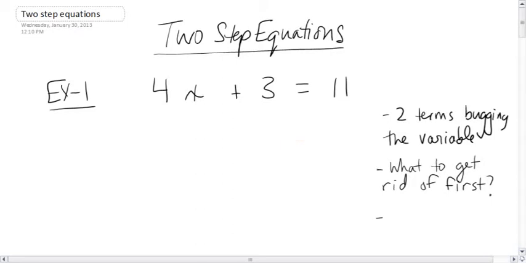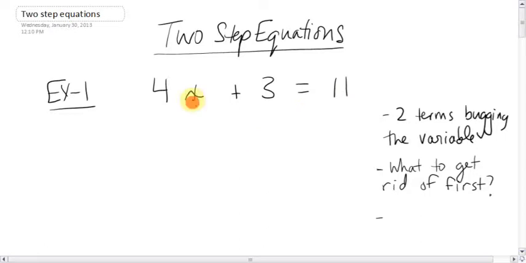Last few lessons we've been doing these one-step equations. Now it's time to do the two-step equations. Take a look at this: 4x plus 3 equals 11. What's different about this question compared to the ones that we've already done?